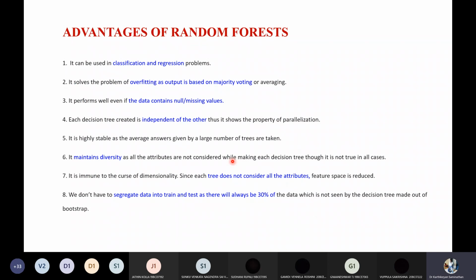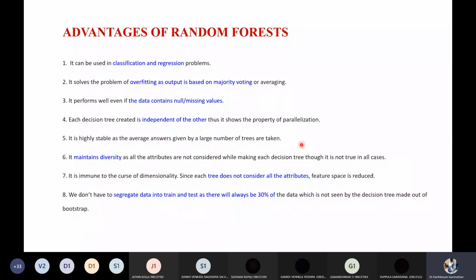So the advantages of random forest are: it can be used in classification and regression. At the same time, it is used to solve the problem of overfitting, as the output is based on majority voting. Then it performs well even when the data contains null values, missing values. Decision trees are created independent of each other, highly stable, and maintain diversity. The tree does not consider all the attributes when you come for dimensionality reduction. So we don't have to segregate the data into training and testing data here.